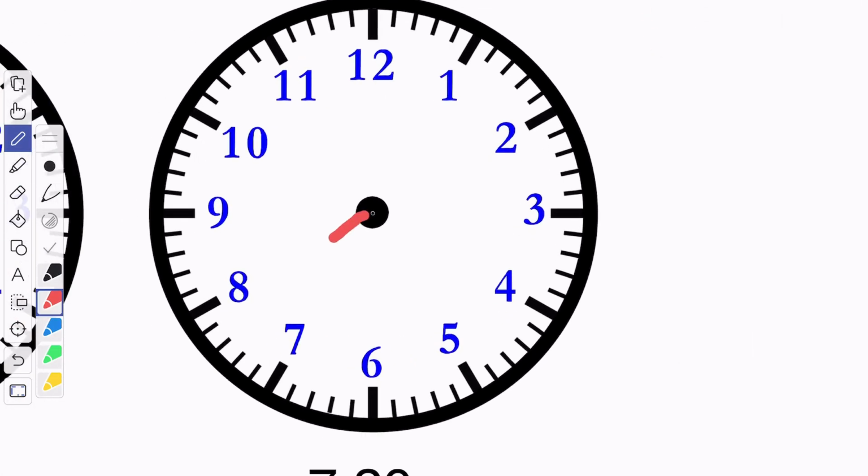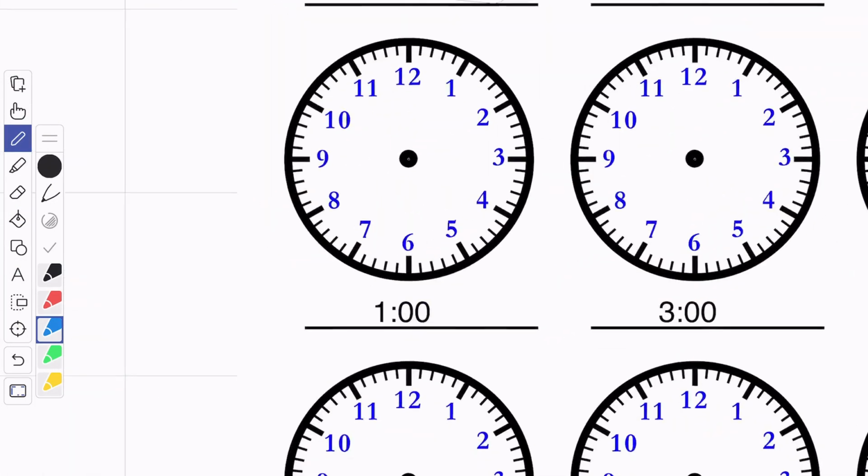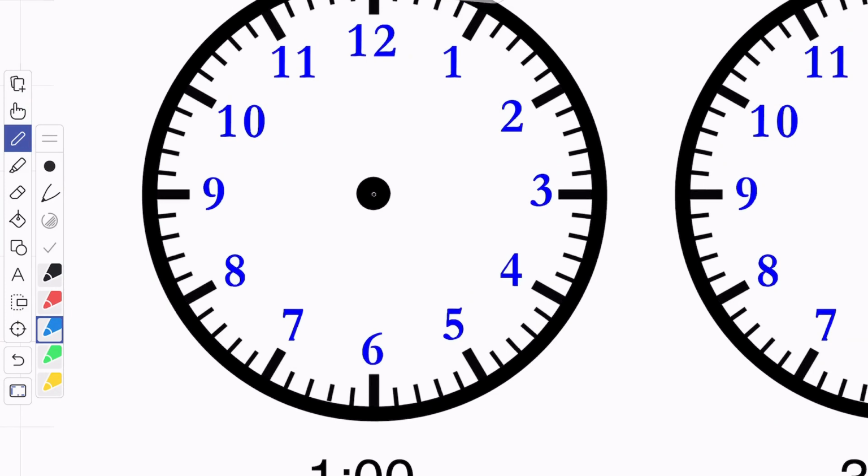7:20. So our hour hand is going to be at 7. And then 20 divided by 5 is going to be 4. So it's going to be like this, 4:20. 1 o'clock, our hour hand is going to be at the 1, and then our minute hand is going to be at the 12.